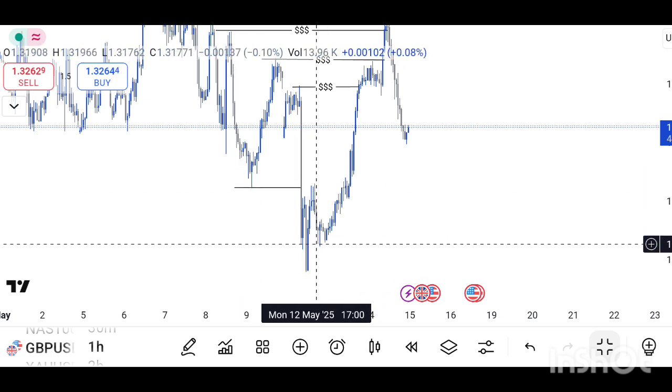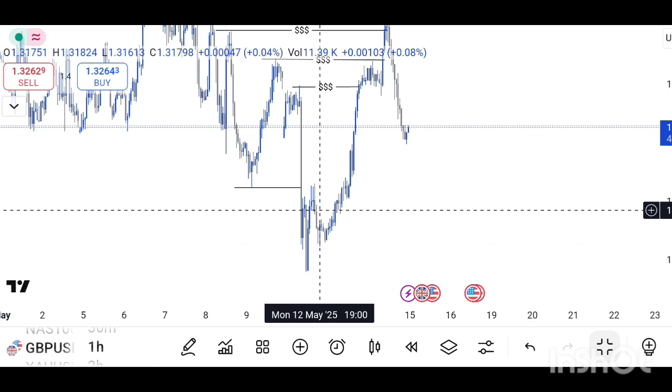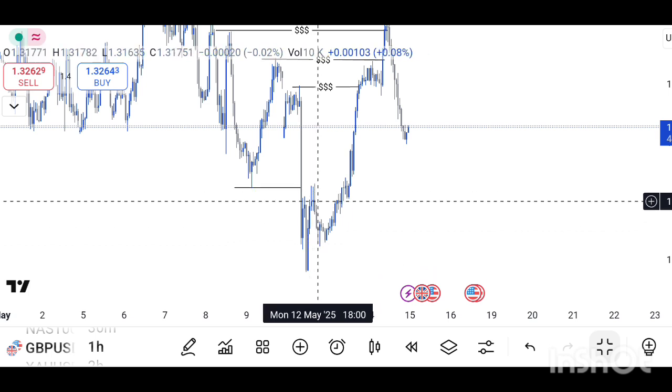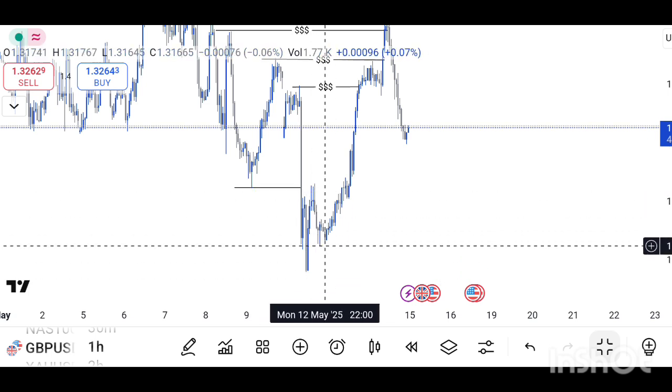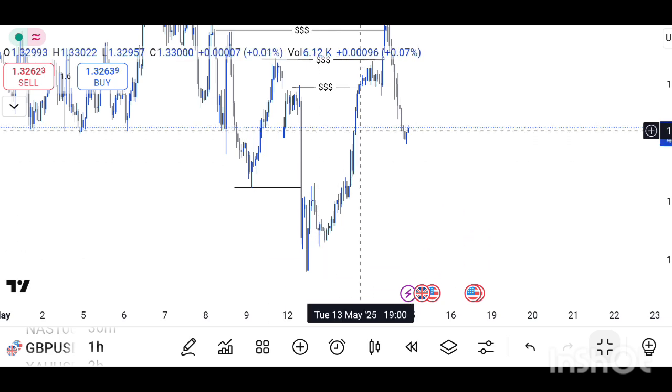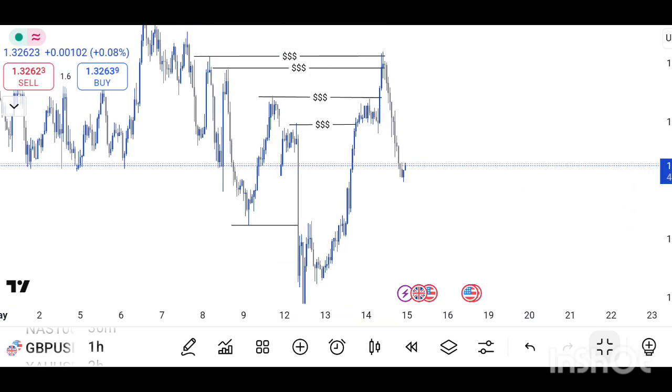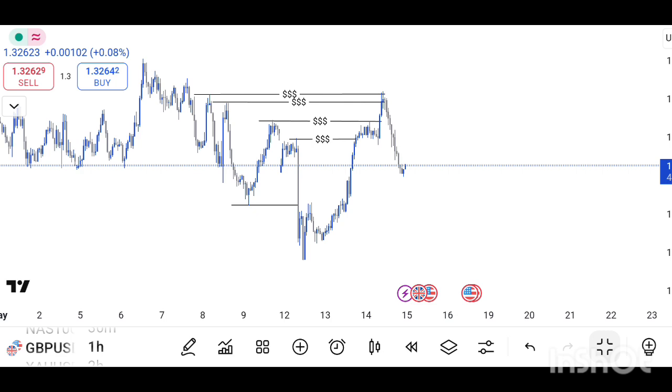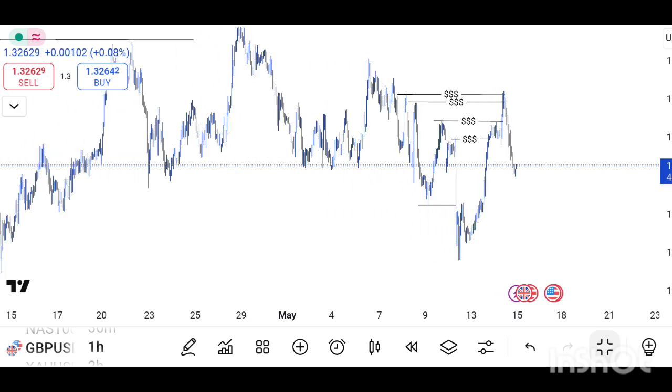Why? To trap some sellers or buyers. You can see people here, they will be trapped, expecting maybe price to come to this low as TP. What happens? Price goes back, hits their stop losses or their break evens, goes to the upside. This is a liquidity sweep. You need to be trading with that liquidity mindset.